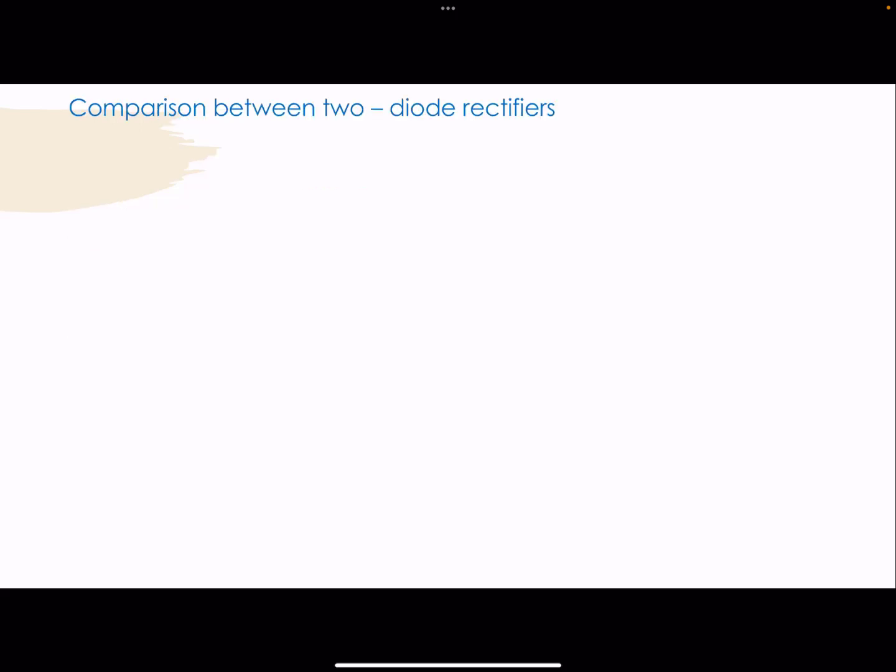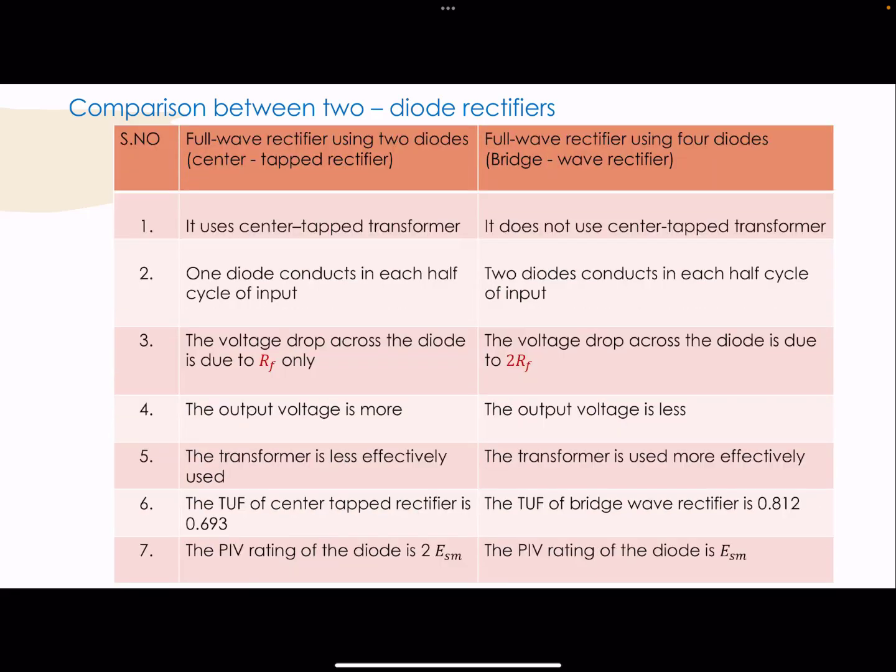Now let us see the most important one, that is the comparison between the 2 diode rectifiers. Now if you see here, this is the full wave rectifier using 2 diodes, which is called the center tapped rectifier, whereas this is the full wave rectifier using the 4 diodes, which is called a bridge wave rectifier.